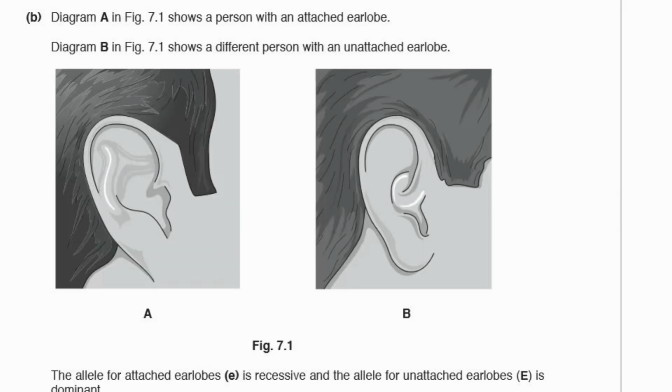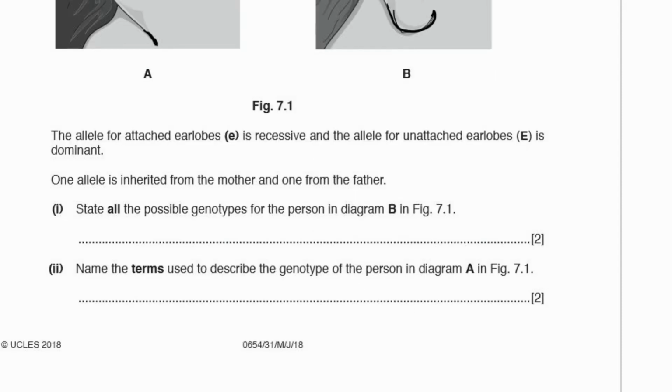Part B. Diagram A in figure 7.1 shows a person with an attached earlobe. So the earlobe is attached at the bottom here. Diagram B in figure 7.1 shows a different person with an unattached earlobe. So that is a wobbly earlobe. If your earlobe wobbles, it's unattached. The allele for attached earlobes is a small e because it's recessive, and the allele for unattached earlobes is a large E because it's dominant. One allele is inherited from the mother and one from the father.